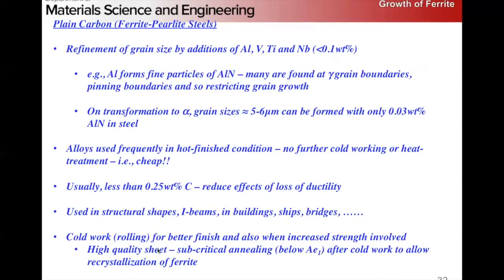We can then cold work them or warm work them by rolling, which gives us a better finish and increased strength. And for really high quality sheet, we do subcritical annealing, so we're below our equilibrium temperature. So we're not going to re-austenitize, but we're going to allow for recrystallization in the ferrite. All right, and so we can get yield strengths of 240 MPa, elongations of about 30%.